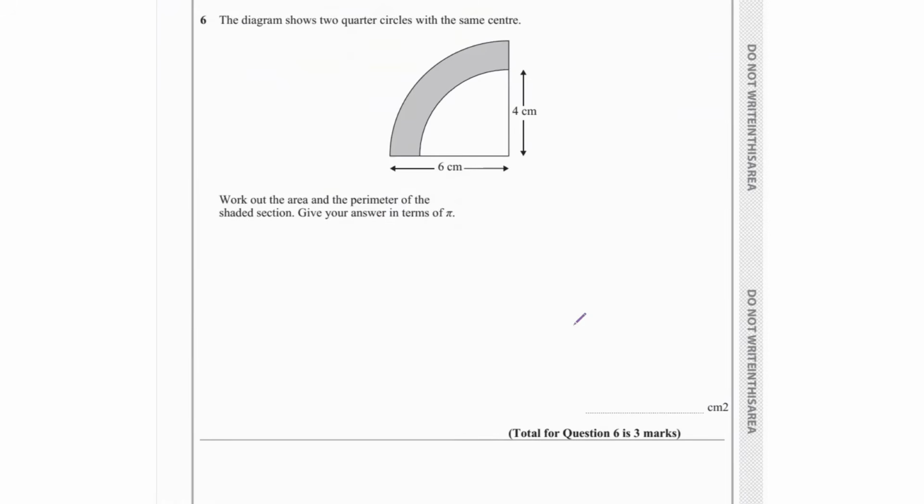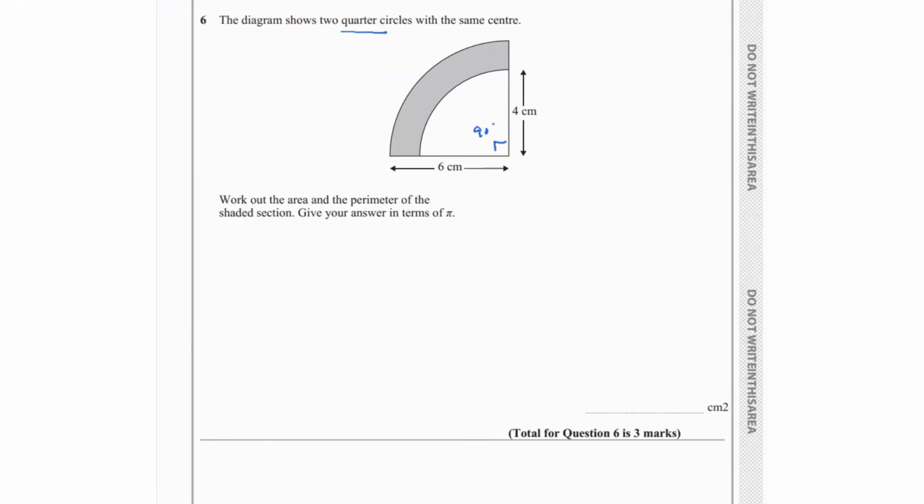The diagram shows two quarter circles with the same center. We have to work out the area and the perimeter of the shaded section, giving your answer in terms of pi. So let's work out the area first. We know this is a right angle because it's a quarter circle, so that's 90 degrees.